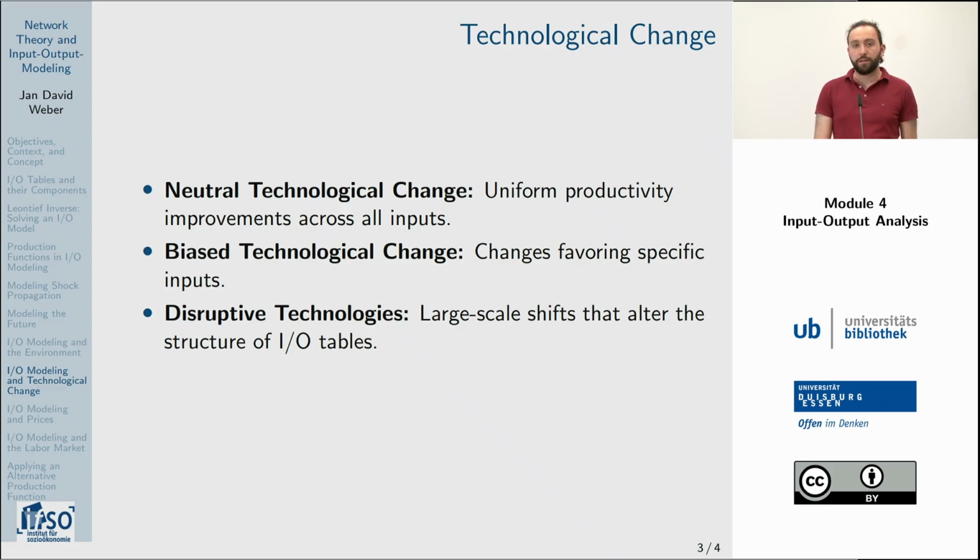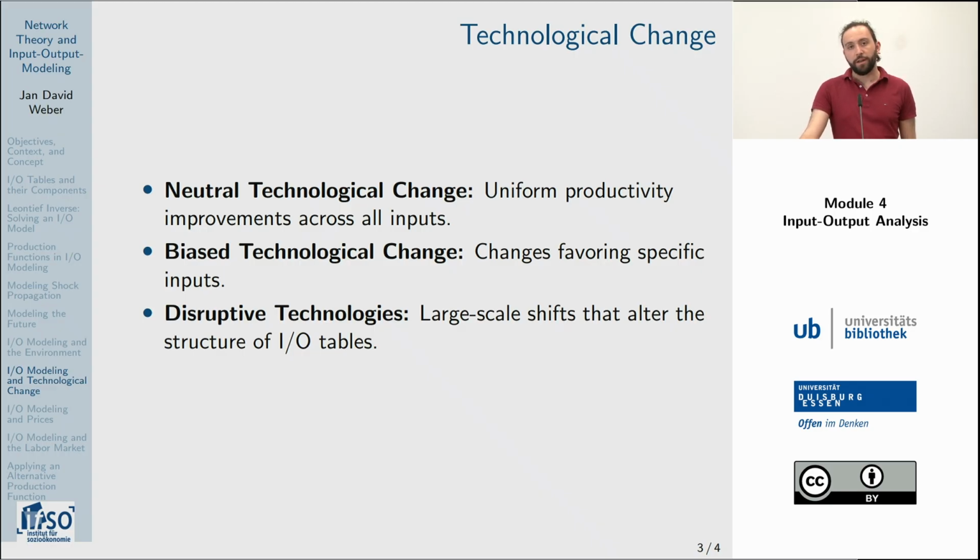Disruptive technologies are a little bit messy. Disruptive technologies are large-scale shifts that completely alter and change the structure of input-output tables. Consider here, for example, the new technology of cold fusion. It would completely revolutionize any kind of energy production as we are familiar with today. This is a shock to the economy, a technological shock, which we don't know when and if it will happen, but it's something we might want to incorporate into our models or allow at least the possibility of such a shock.